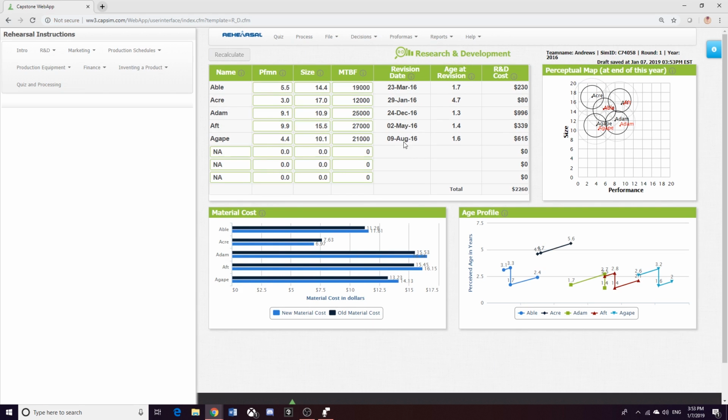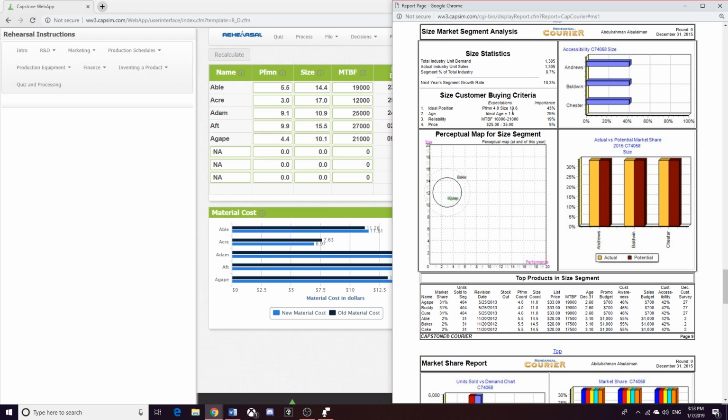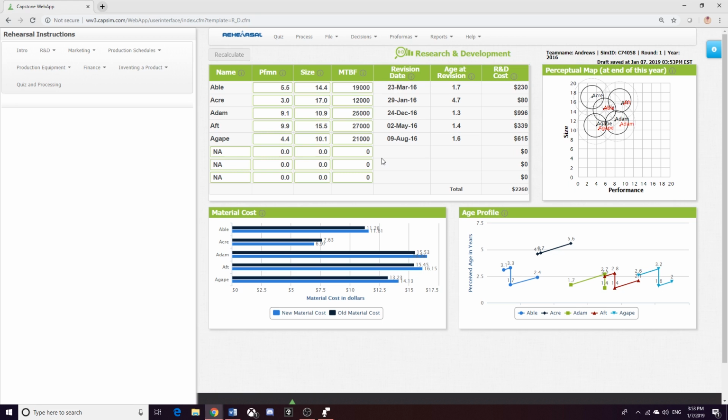And you see our product is going to end at August 9, 2016. That's when the changes are going to be effective. And the age is going to be 1.6. What is the age that they want here? It is 1.5. So that's good. We're going to be close to 1.5, which is a good thing. That's the end of the size segment. And this way, we finished our R&D decisions.